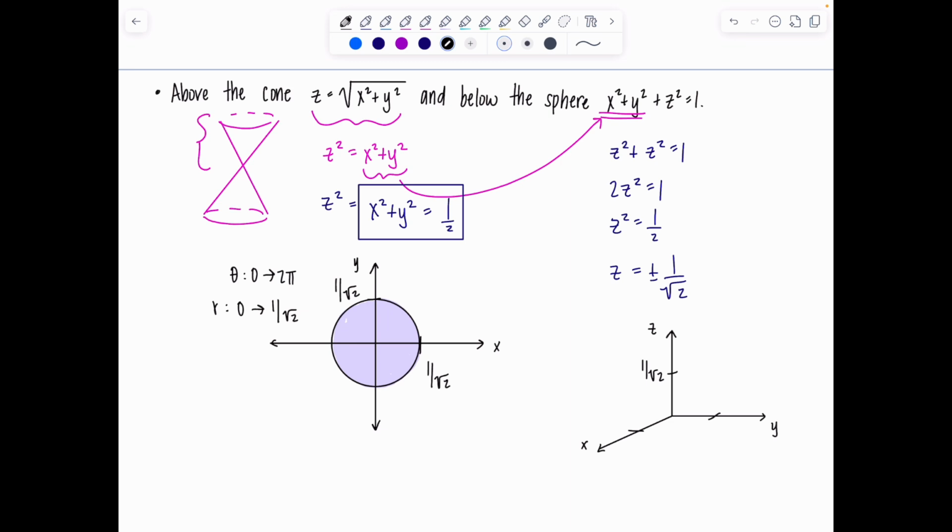But the sphere's radius is 1. Okay, so this is where they intersect. This is like the little purple region that I showed. The sphere's radius is bigger. It's 1. Okay, so let me draw the sphere.